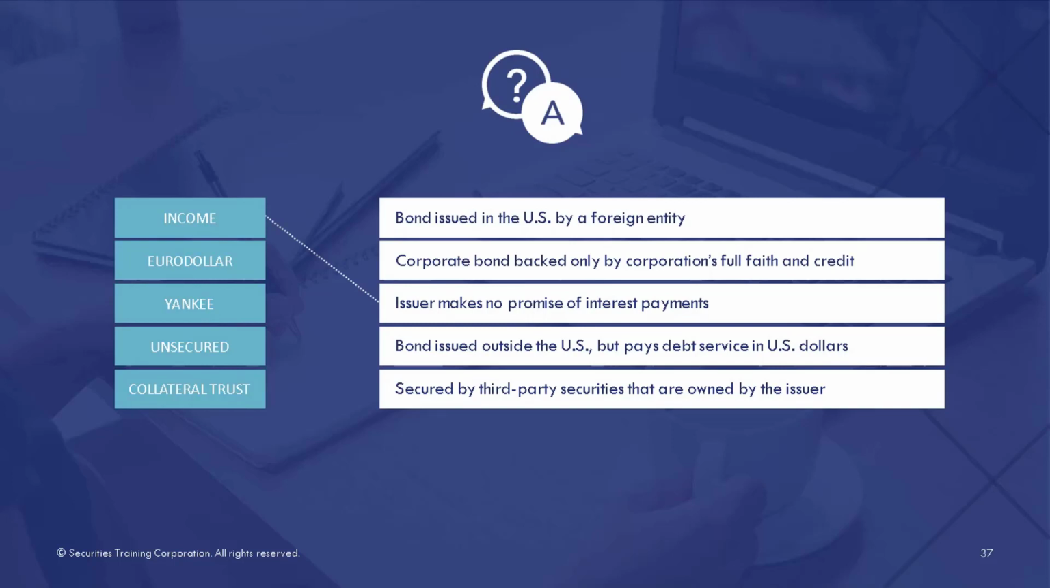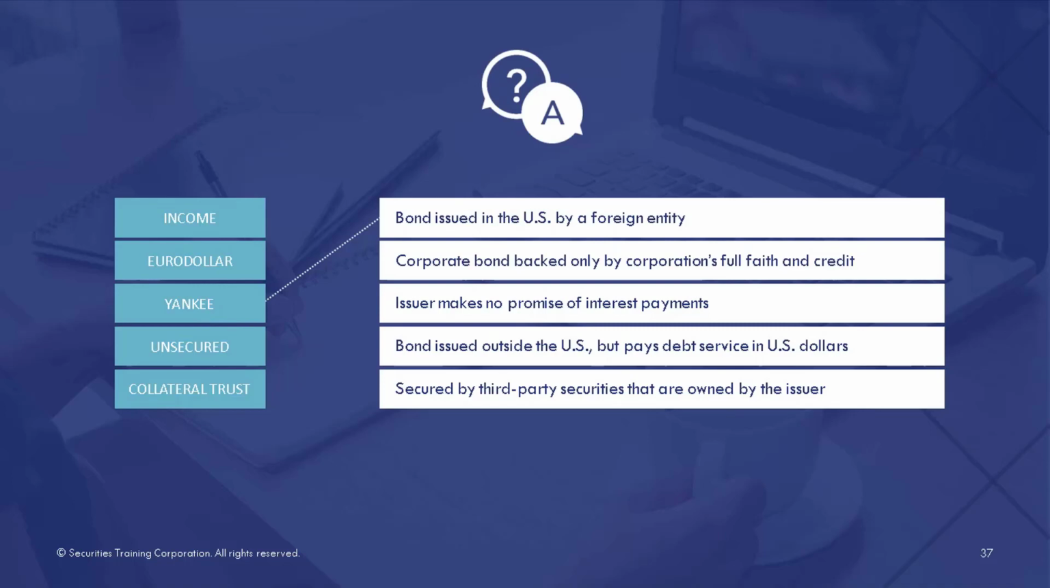Euro-dollar bonds. Which one did we match with euro-dollar bonds? Bonds issued outside the U.S. but pays the debt service. Remember, debt service is payment of interest and principal in U.S. dollars. What did we go with for the Yankee bond? The bond is issued in the U.S. by a foreign entity.